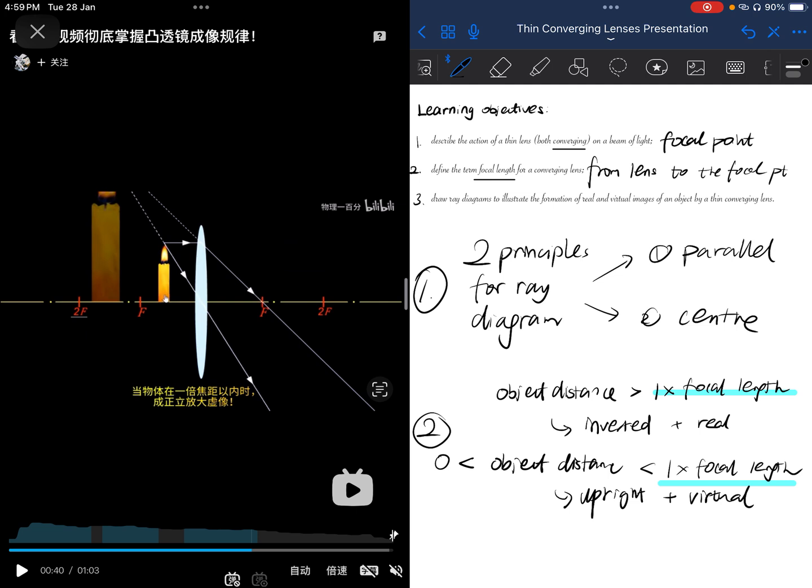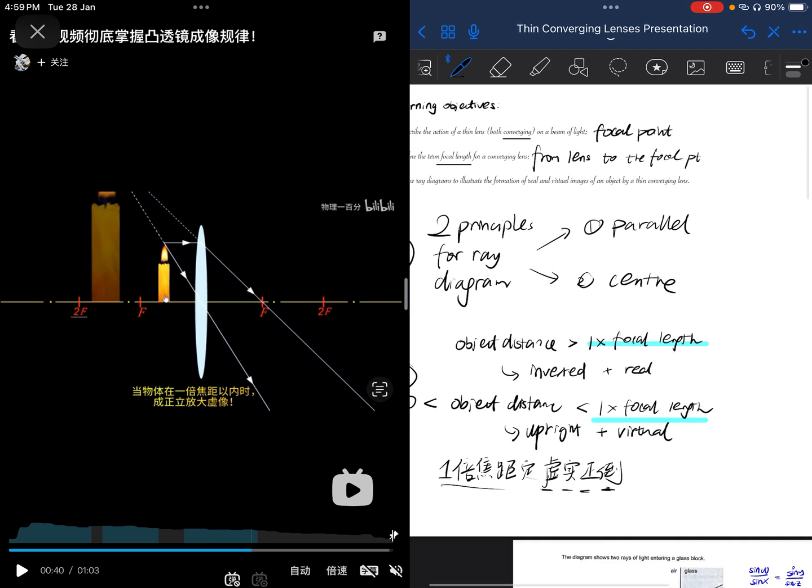So if you want something to memorize, and if you happen to speak Chinese, when I was learning this topic, I learned it in Chinese, and I have this 口诀 to share with you. So, focal length is actually called 焦距 as in the distance. 一倍焦距定虚实正道. One time focal length decides on virtual, real, upright, or inverted.